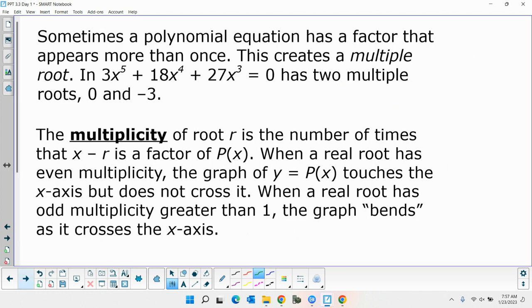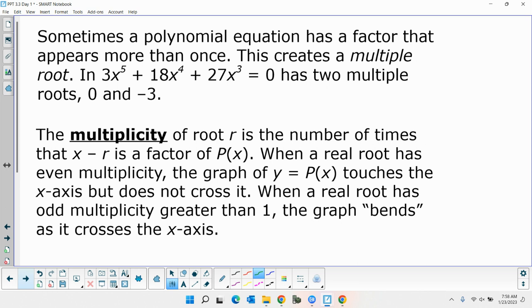It talks about it here. It says sometimes a polynomial equation has a factor that appears more than once. This creates a multiple root. In that example there, 3x to the 5th plus 18x to the 4th minus 27x cubed has 2 multiple roots, 0 and -3. It says the multiplicity of root r is the number of times that x minus r is a factor of p of x.